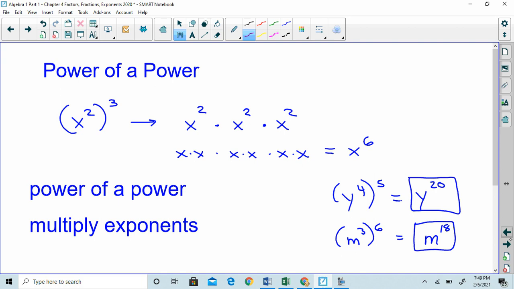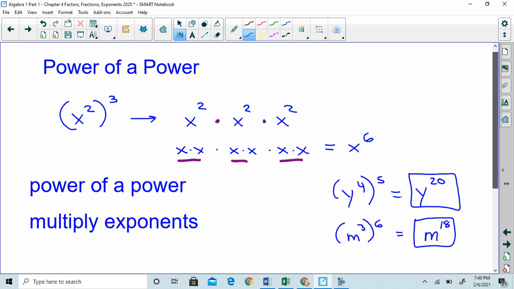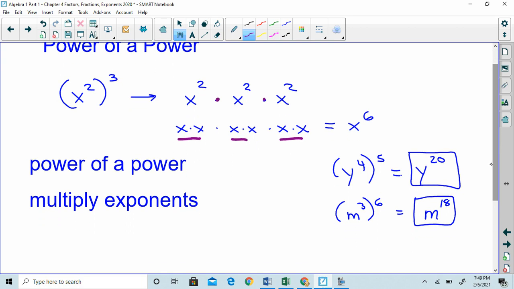Now there's a second property, and that's called the power of a power. When I take an expression that's raised to a power, and raise that to a power, it's telling me to take what's in this grouping of parentheses, which is in this case x squared, and multiply it by itself 3 times. If I expanded, as I did in my initial problem, I'll see that I have 6 x's. So the key to this is when we're raising a power to a power, we'll multiply our exponents.